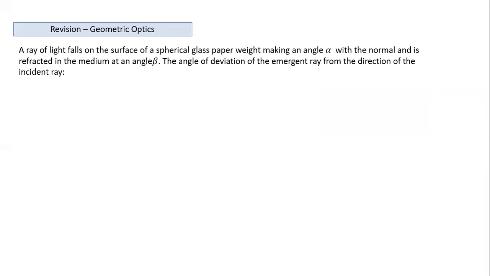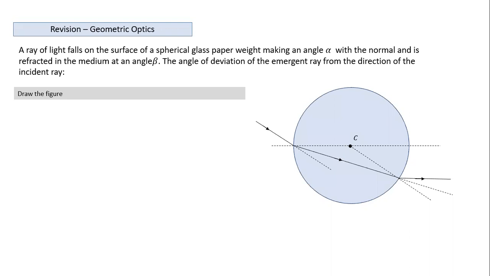Okay, this is a fairly simple question, and if we read this question, we would have drawn a figure. So let's draw the figure here and see what information is given. A ray of light falls on the surface of a spherical glass. This is the spherical glass, this is the center here, and this is the point where a ray is incident. So this is the normal, and it falls on the surface making angle alpha.